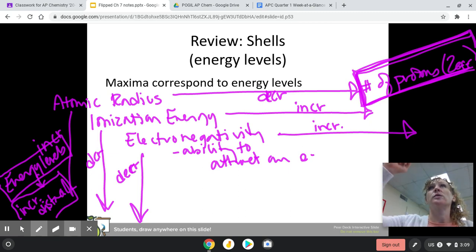And if you go down that family, as the valence electrons move farther and farther away, like iodine, the electron on iodine is not as attracted to the nucleus because it's farther away. There's more shells in between. And so the electronegativity of iodine is going to be less than the electronegativity of fluorine.